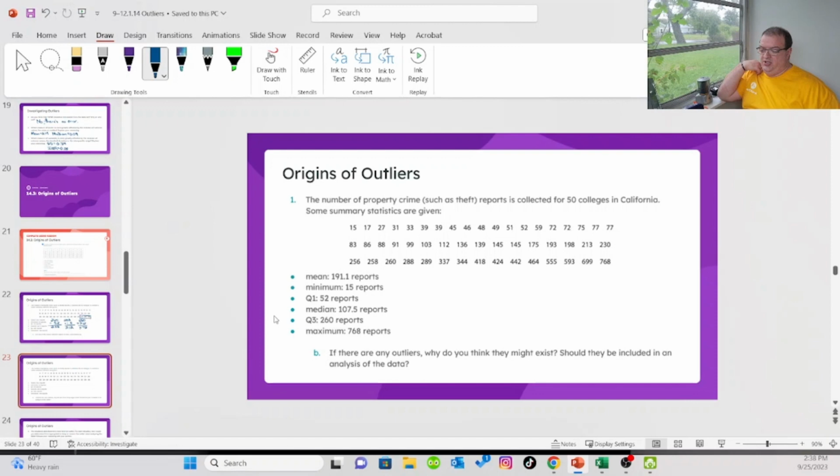We only want to remove outliers if we know for a fact there was an error in their collection or their calculation. So, should they be included? Yes, they should. We do not know that they were collected by error. They are probably just much higher populated colleges than the other smaller numbers.